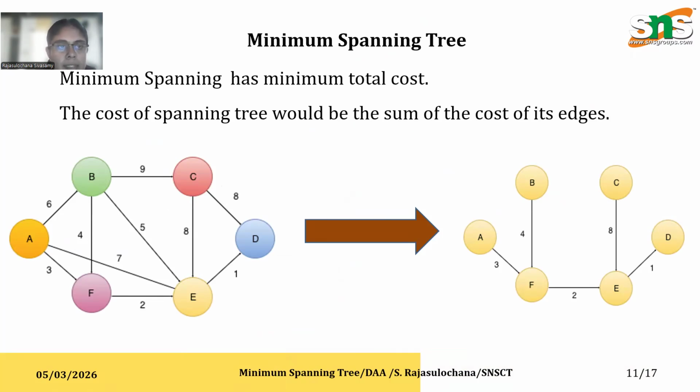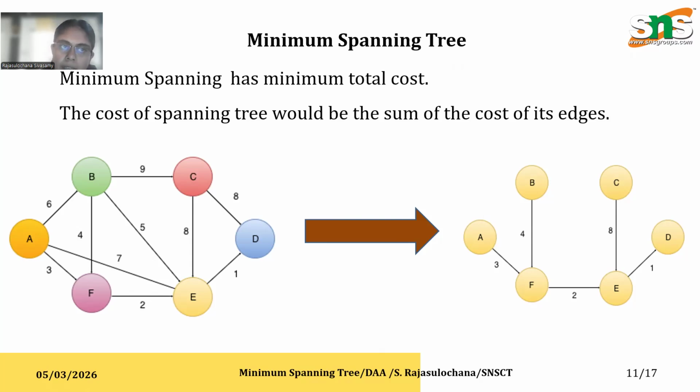Next, the vertex that you need to visit is F. So what are the unvisited vertices that are connected to A and F? The unvisited vertices connected to A and F are B and E. Of B and E, which one has minimum cost? From F to E, we have the minimum cost. So you will include that.